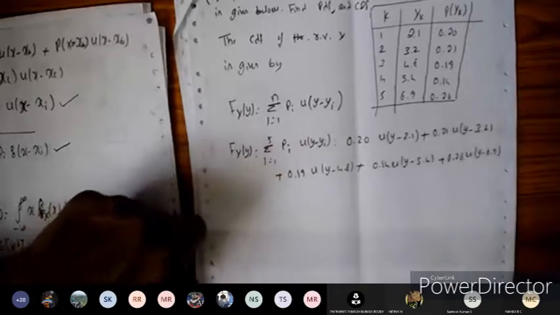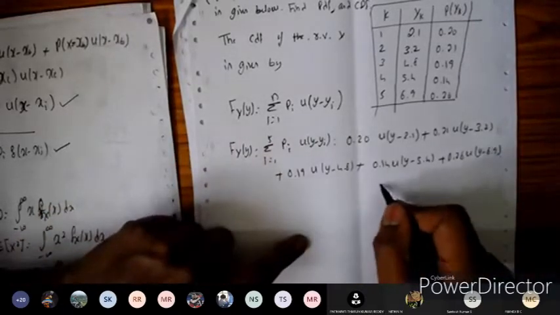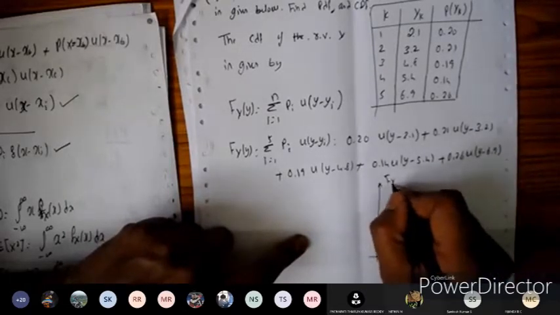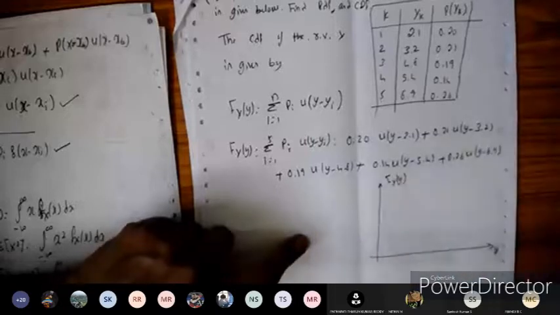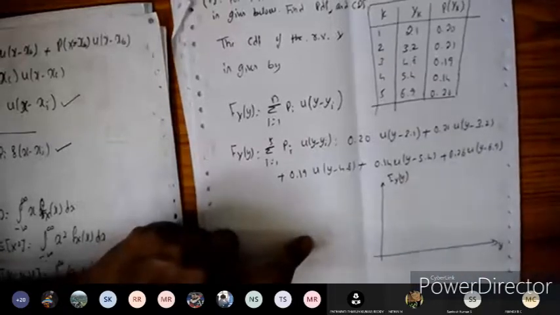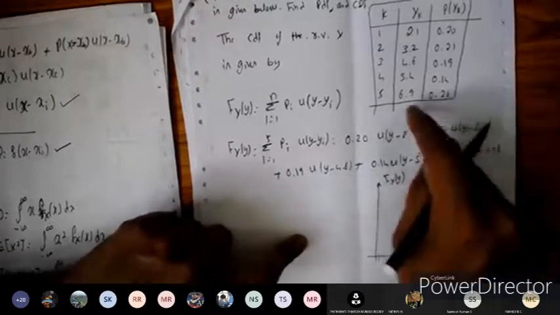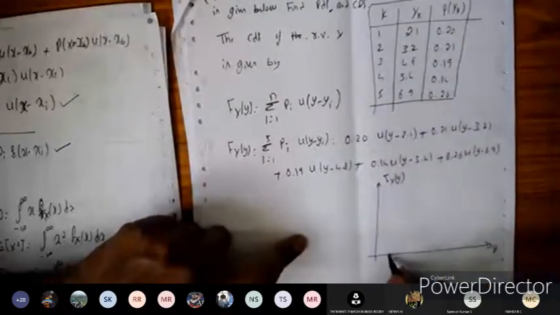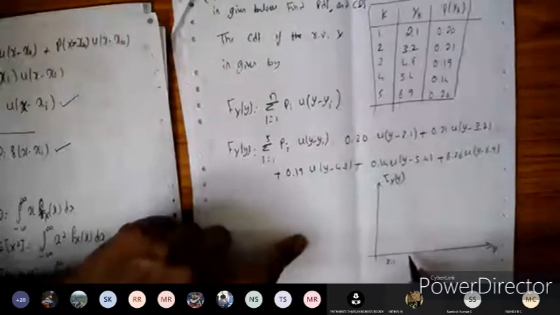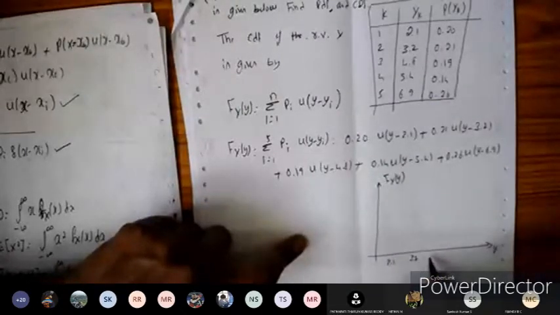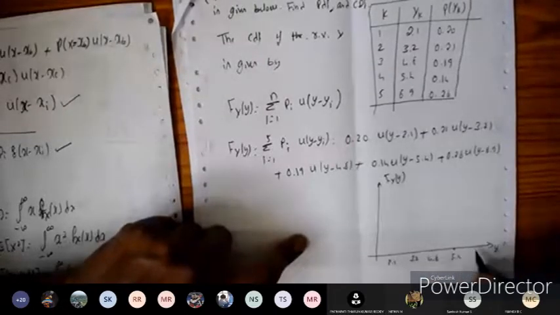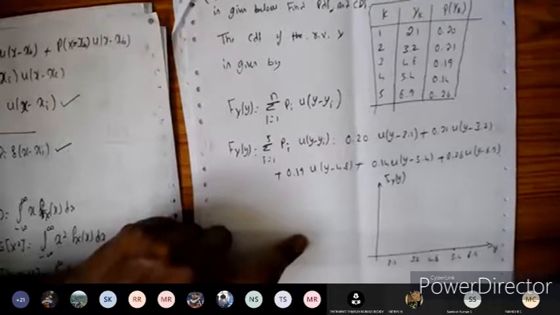Now let us plot the CDF curve for this, with respect to the random variable y. This is Fy of y. On the axis, we mark the points 2.1, 3.2, 4.8, 5.4, and 6.9.